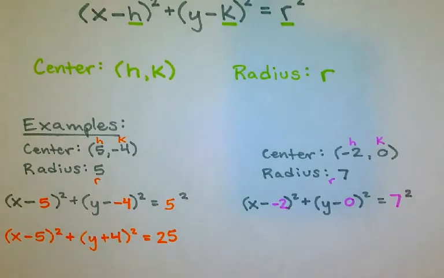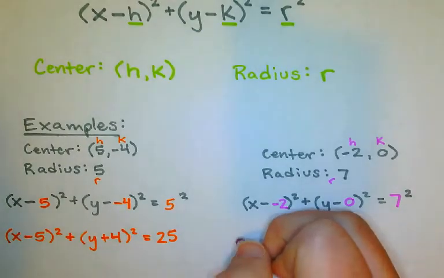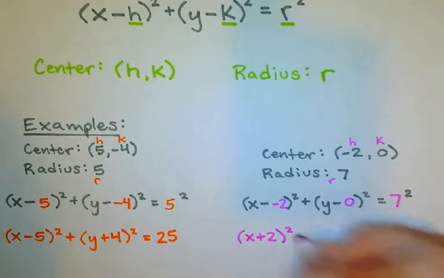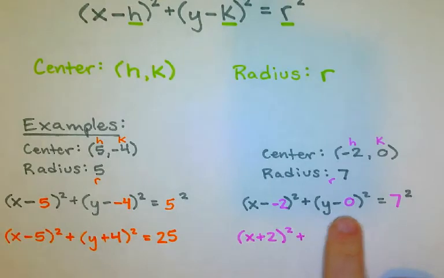So now I simplify. In my first parenthesis, I've got two negatives, and two negatives make a positive. So this is going to be x plus 2 squared. In my next one, I have y minus 0. Now, when we subtract 0 from anything, does it change? No, it's not going to change. So if I say y minus 0, that's really just saying y.